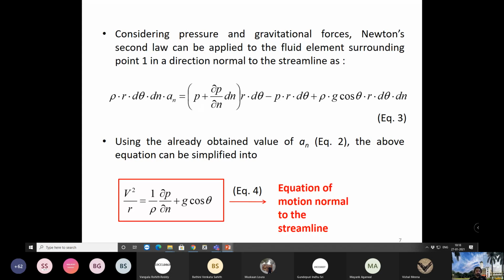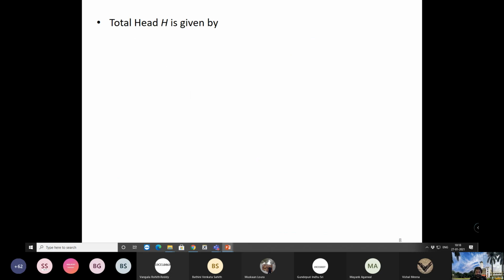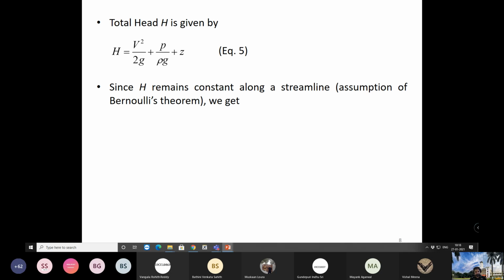Now we also know that along a streamline, I'm pretty sure many of you would have read this, the head is constant. The total head along a streamline is given by h is equal to v square by 2g plus p by rho g plus z. And since h remains constant along a streamline, this is the assumption of Bernoulli's theorem, we get del h by del s is equal to 0.